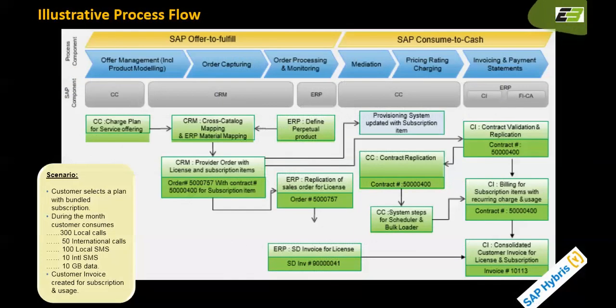Let's now talk about the SAP Hybris Billing process flow and its various components. First process is offer to fulfill, which takes care of order management to the fulfillment part, whereas the second part is consume to cash, which takes care when the customer actually starts using the services. Now here comes the mediation. Mediation means measuring the raw data or quantifying the usage, so it could be calls, SMSs, data. Next, applying the rating and charging algorithms.